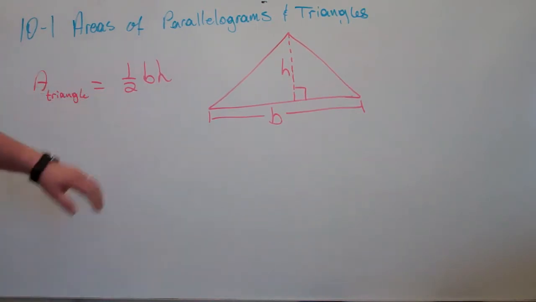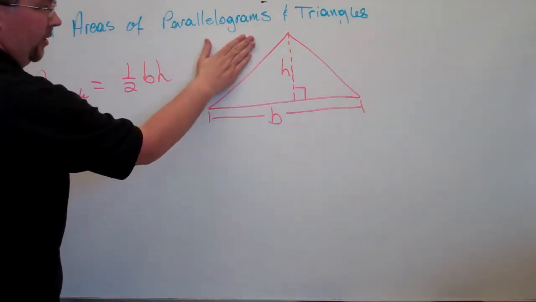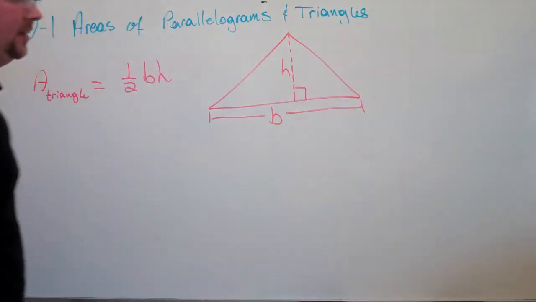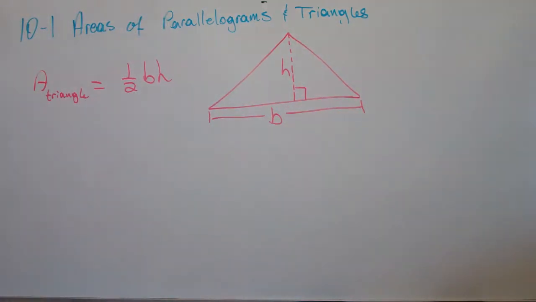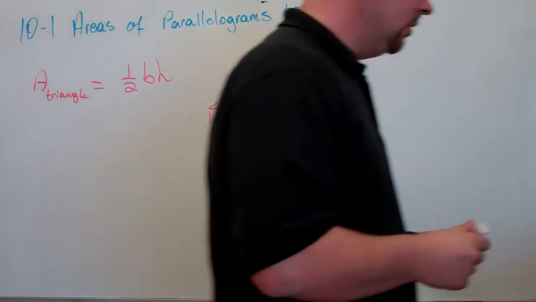The reason it's 1/2 is because if you chop this off here at the height and you mirrored it over, it boxes in this side. If you did the same thing, it boxes in that side. Then you have a rectangle. So really, all triangles are half of rectangles. Alright, they're half of rectangles.